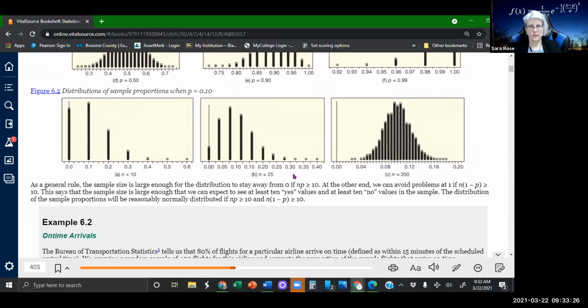With a sample size of 25, what do you get when you multiply 0.1 times 25? 2.5, right? Somebody do 200 times 0.1 and 1 minus P, which is 0.9 times 200. So 0.1 times 200 should be 20, right? But what is 0.9 times 200? Great. 180. Yes, both of those are bigger than 10.